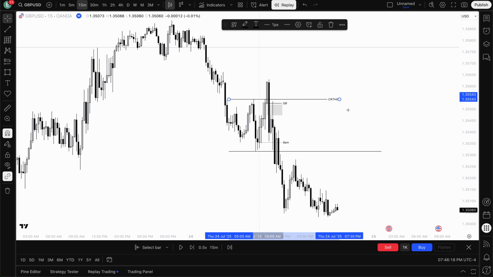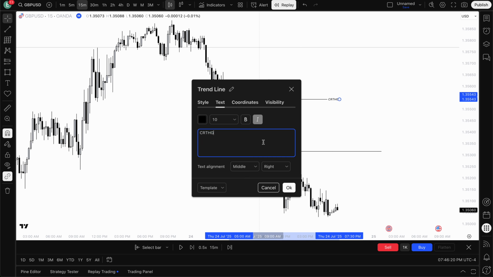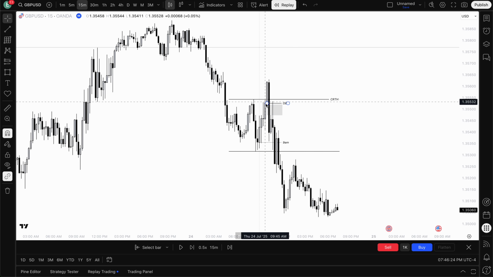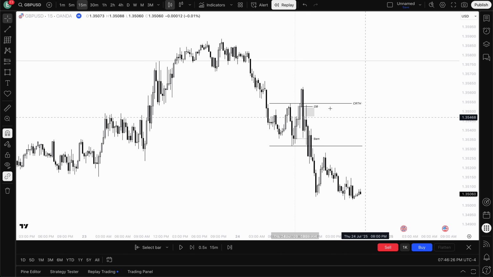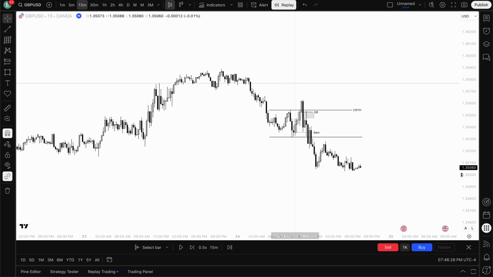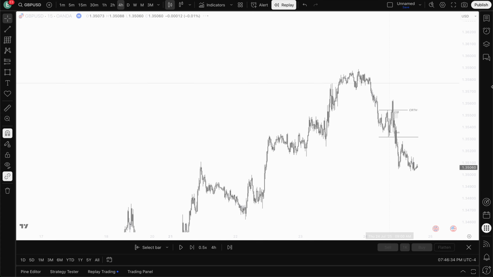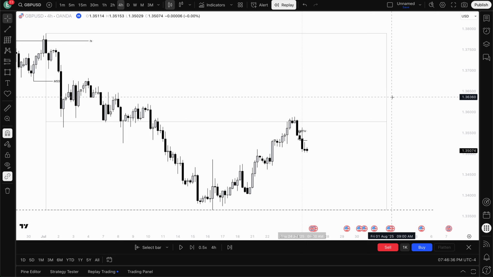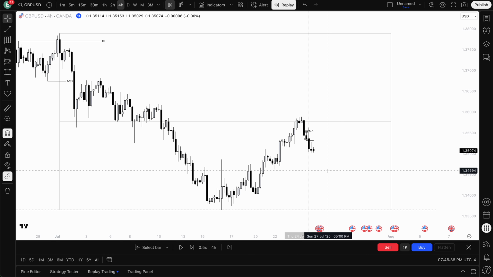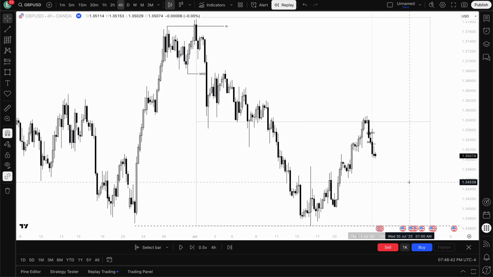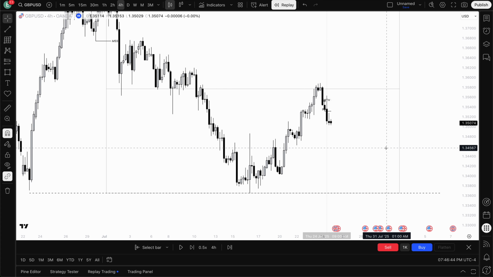It's a CRT high. Turtle Soup, Model 1. That's your trade. Do you get what I'm trying to say here? Whatever you trade, CRT is just zooming in on the candle. Really, that's all it is.